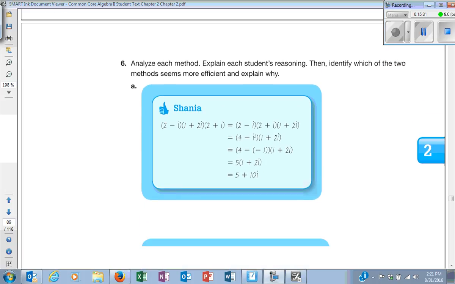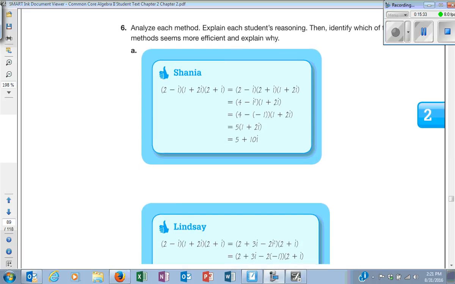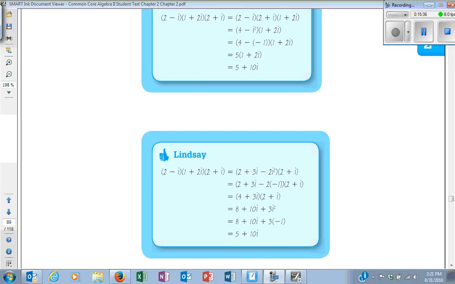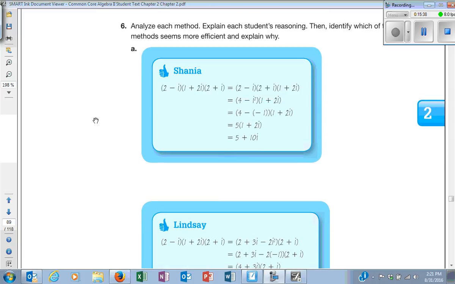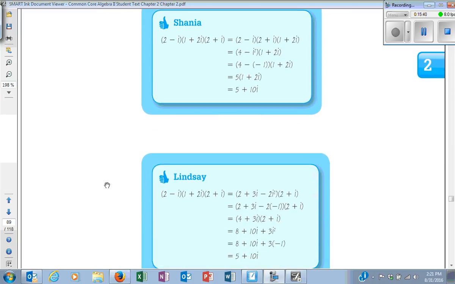So we're on the next page, and we're supposed to analyze these two methods. Both of these girls got the answer correct. They are both correct. If you look, they both get 5 plus 10i. But they each did it a little bit different. And if you look, the top girl, her method is much smarter. That's how we've talked about working smarter and not harder.